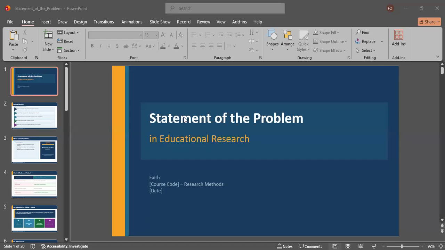Okay, so today we'll be looking at statement of the problem, and we all know that it's another important part of the research writing. After the background, this is what comes next. So, what does statement of the problem simply mean?